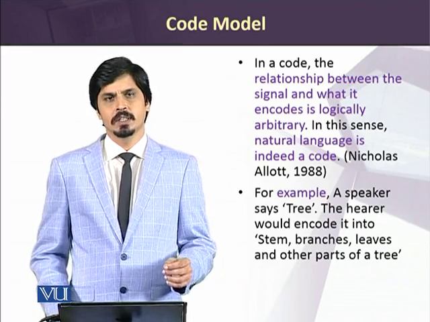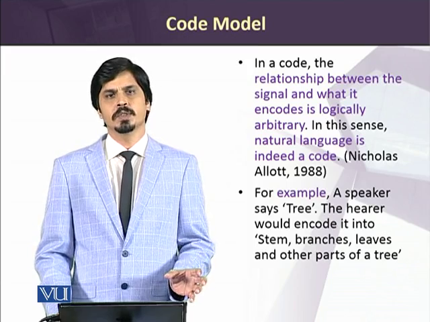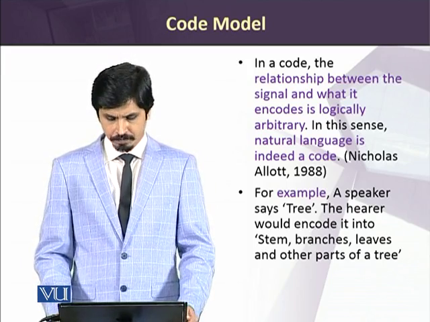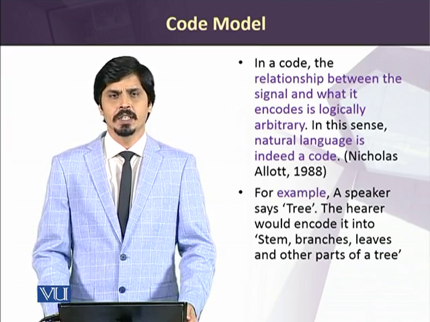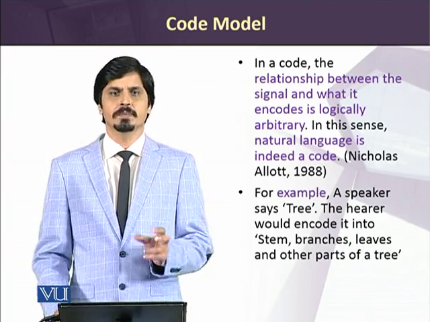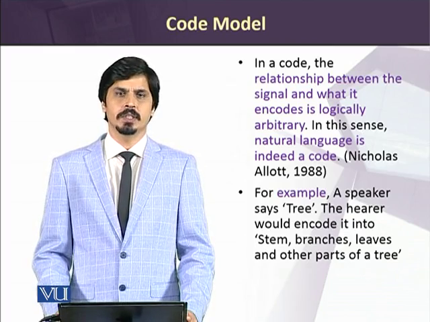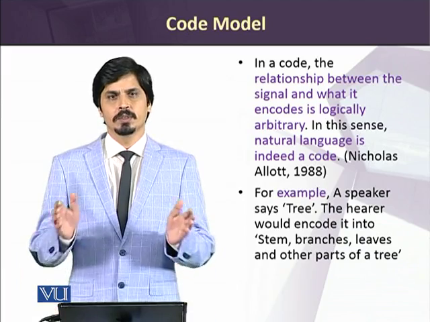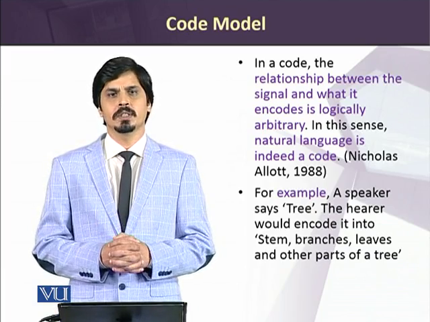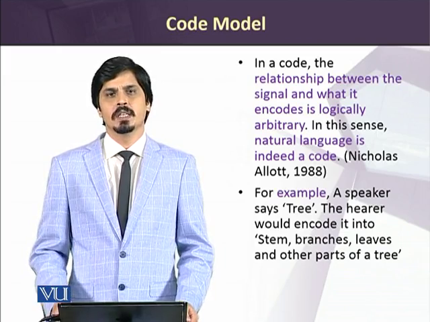So in this sense, this information theory, this code model theory, is based on the arbitrary relation between linguistic symbols or codes and their representation in the real world. For example, when a speaker says a tree, what comes to our mind? Our mind automatically generates various parts of a tree, for example, stem, branches, leaves, and many other parts. So we get a picture of a tree in our mind. We have encoded a certain thing in our mind with the word tree. So whenever somebody says tree, that entire picture or the parts of that picture come to our mind automatically.